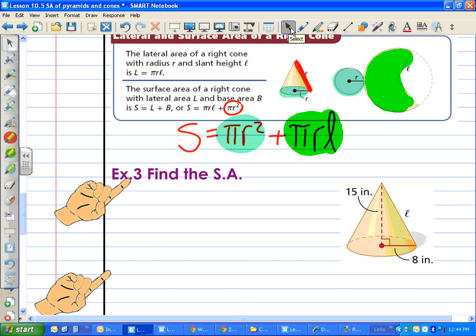So let's look at this first one. Find the surface area of this cone. So we're going to go ahead and get started here. Let's see, surface area. I need to find the surface area. Well, let's start with the base. The base is super easy.